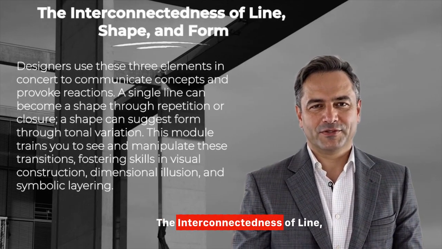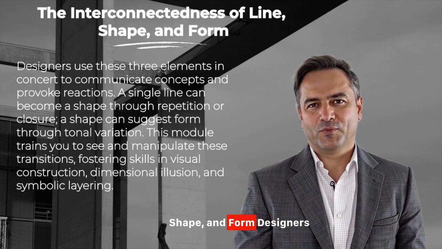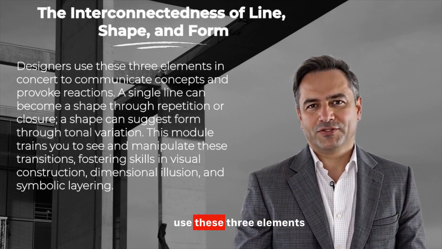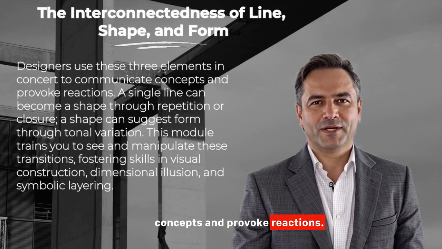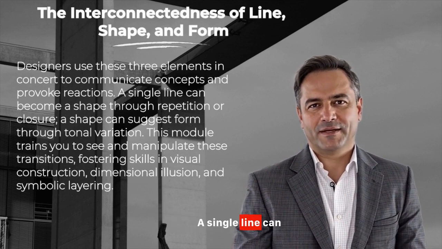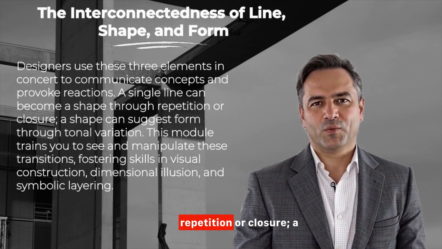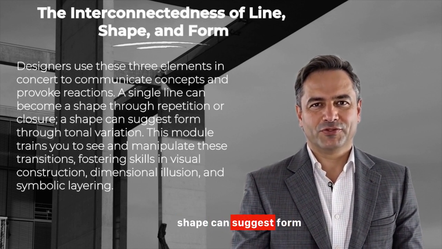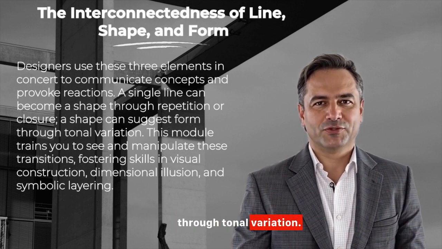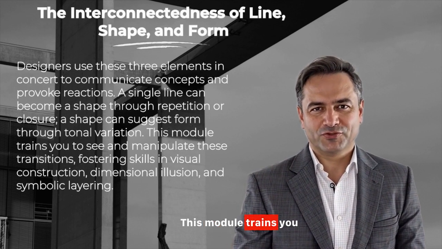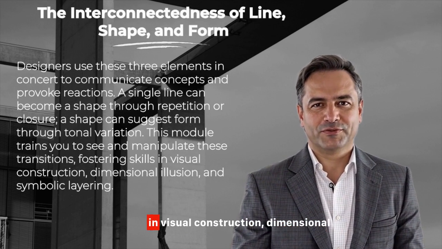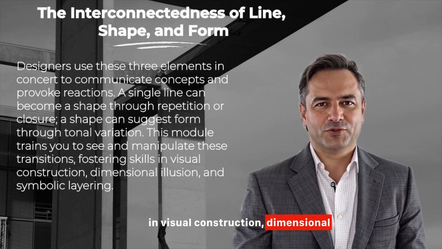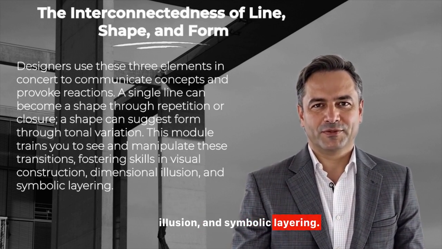The interconnectedness of line, shape, and form. Designers use these three elements in concert to communicate concepts and provoke reactions. A single line can become a shape through repetition or closure. A shape can suggest form through tonal variation. This module trains you to see and manipulate these transitions, fostering skills in visual construction, dimensional illusion, and symbolic layering.